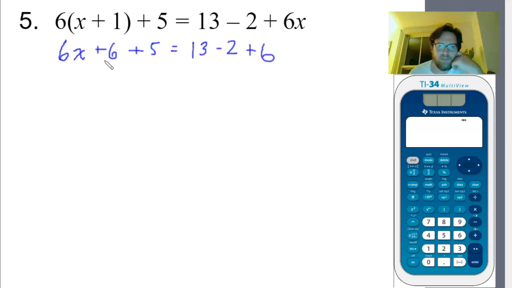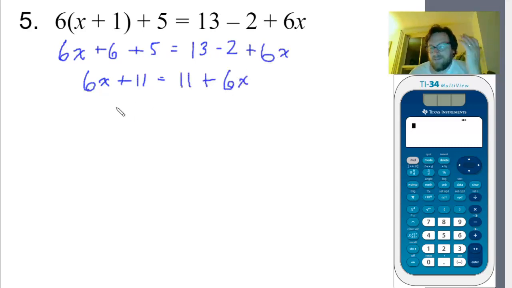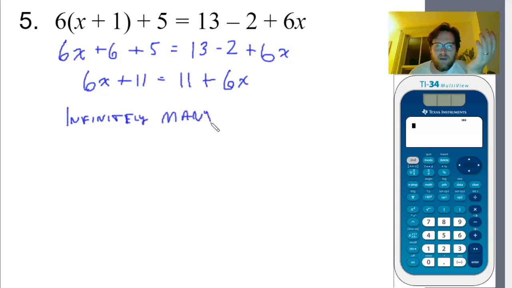And now let's combine like terms. 6x plus 6 plus 5 is 6x plus 11. 13 minus 2 is 11 plus, oh, this is an x, plus 6x. And you should recognize it's the same exact thing on both sides. Even though it's written differently, 6x plus 11 equals 11 plus 6x. It's the same exact thing on both sides, which means any number that you plug in is going to work.